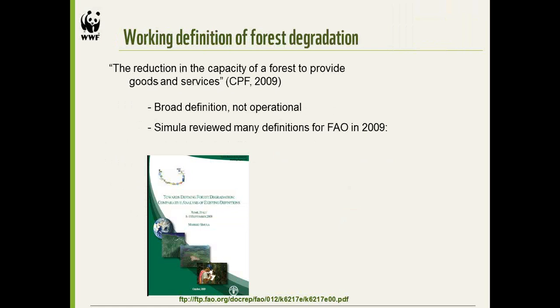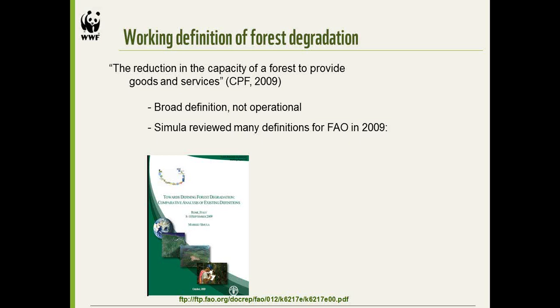So the Collaborative Partnership on Forests defined forest degradation as the reduction in the capacity of a forest to provide goods and services. This tends to be still a very broad definition, and it's not particularly operational, but it came from a review that Marco Simula did on behalf of the FAO, and was published in this paper that is available from FAO if you're interested.